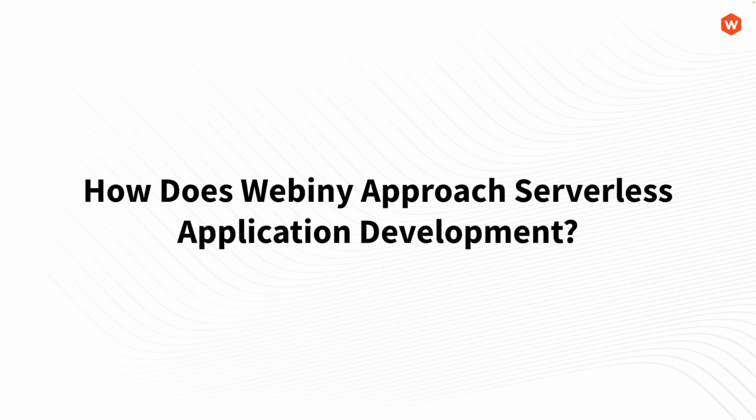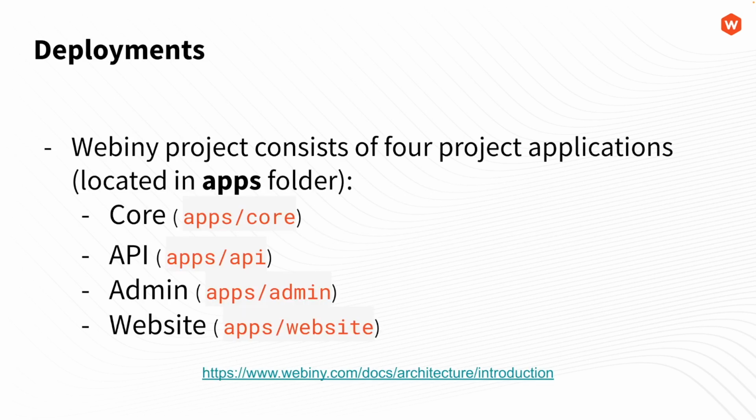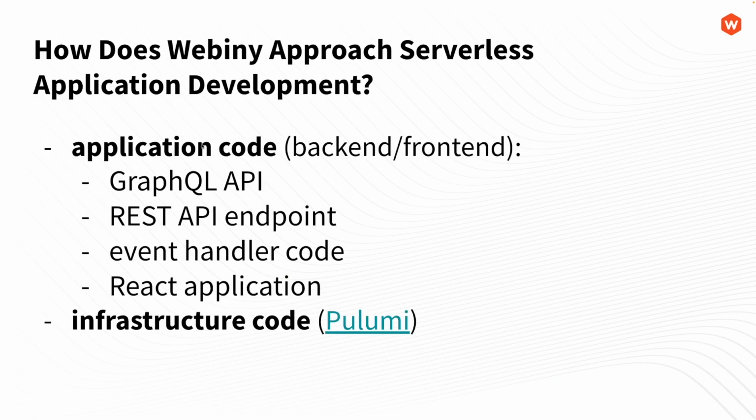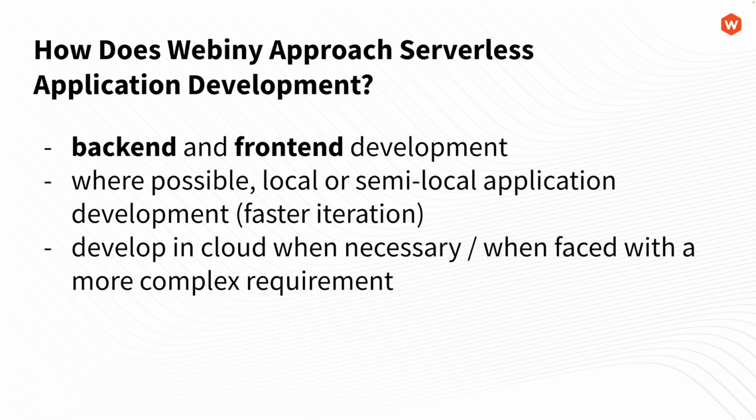Alright, now that we've covered some of the differences, let's see how Webiny approaches serverless application development. As a reminder, in the previous video, we mentioned that every Webiny project consists of 4 project applications located in our apps folder. So we have core, API, admin, and website. And all of these project applications consist of essentially 2 pieces. So it's the actual application. This might be our GraphQL API on the backend, or maybe our front-end React application. And also the underlying infrastructure, which is described through infrastructure code. In other words, with Pulumi.